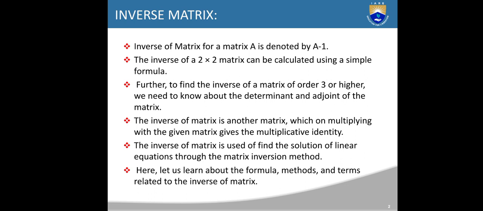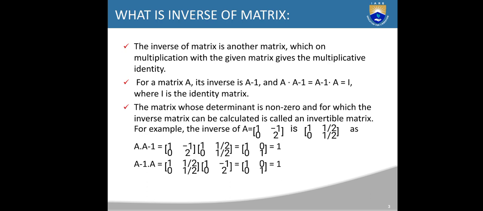Here, let us learn about the formula, methods and terms related to the inverse of a matrix. What is the inverse of a matrix? The inverse of a matrix is another matrix which, on multiplication with the given matrix, gives the multiplicative identity of the given matrix A. For a matrix A, its inverse is A power minus 1, and A into A power minus 1 is equal to A inverse into A, which is equal to I. I represents the identity matrix.